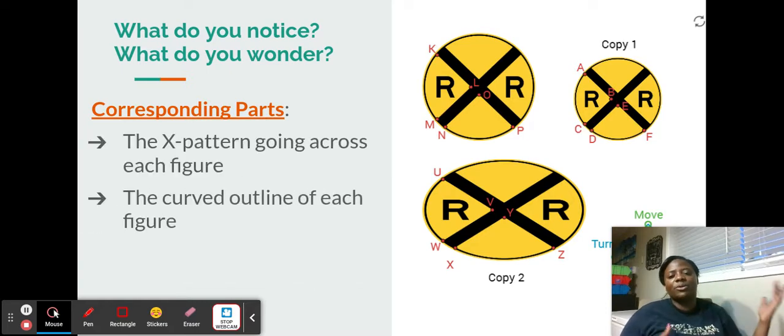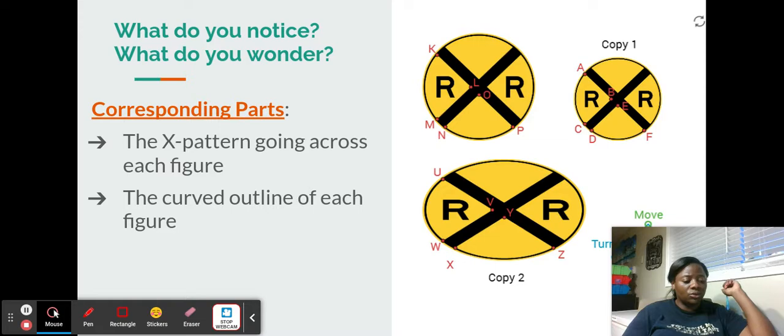We're going to skip our notice and wonder just for the day. I really like notice and wonder, and I know you would like it too down the line, but we're going to skip it for today, obviously, because I'm not there, so we can't do a proper notice and wonder.